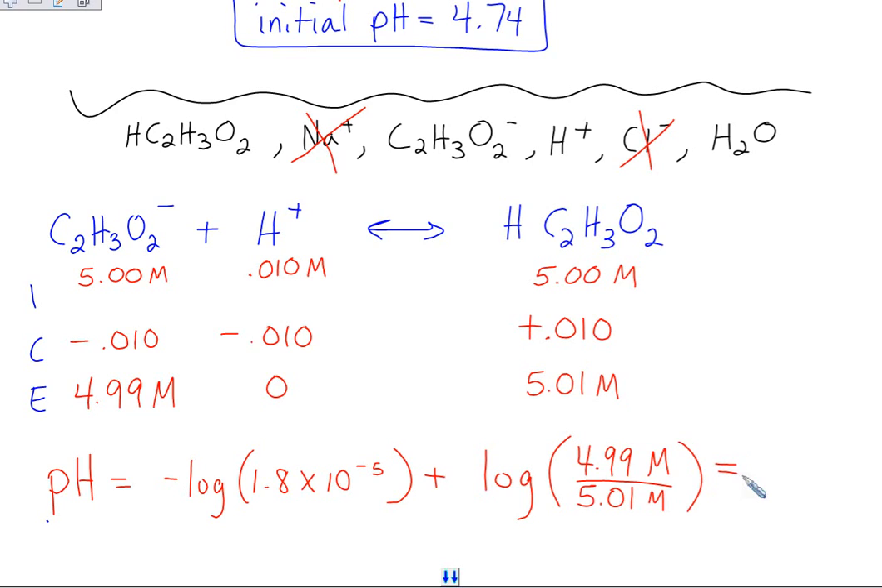I plug this in my calculator. We had been leaving about, I don't know, maybe like 2 decimal spots or so. I might take this out a little bit and say 4.738. That's for solution A.